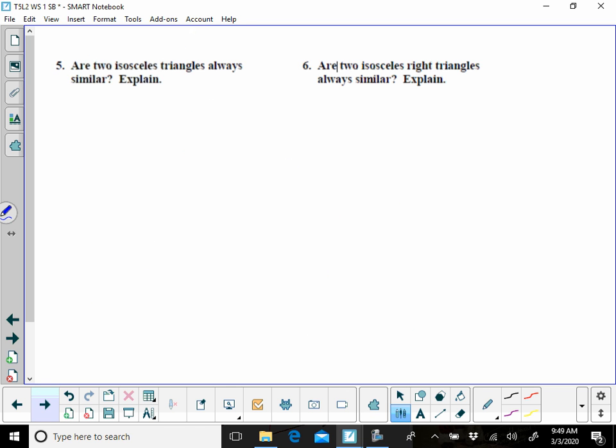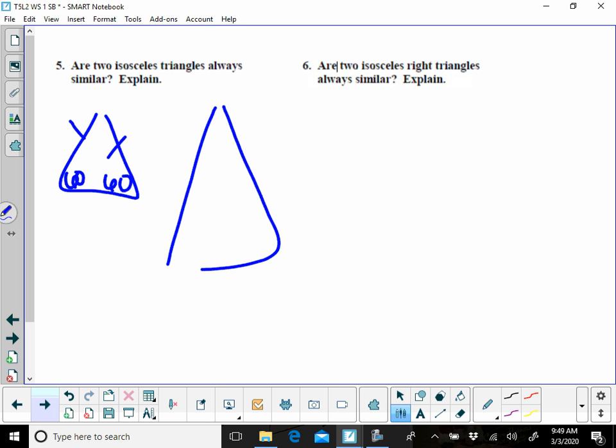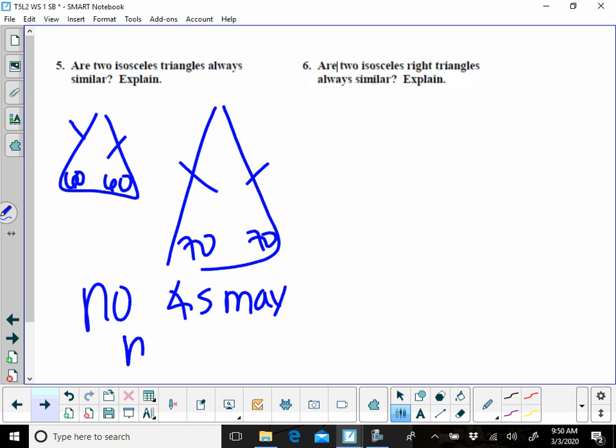All right, number five is asking you, are two isosceles triangles always similar? Remember, in order for them to be similar, it's got to be all three sides or angle-angle or side-angle-side. They are not because your angles may not be congruent. In other words, you could have two isosceles triangles and these angles could be 60 and 60. These can still be isosceles and this angle could be 70 and 70. It doesn't make them similar. So the answer is no. The angles may not be congruent. And are two isosceles right triangles always similar? I'll let y'all think on that one and see what you got for your justification there.